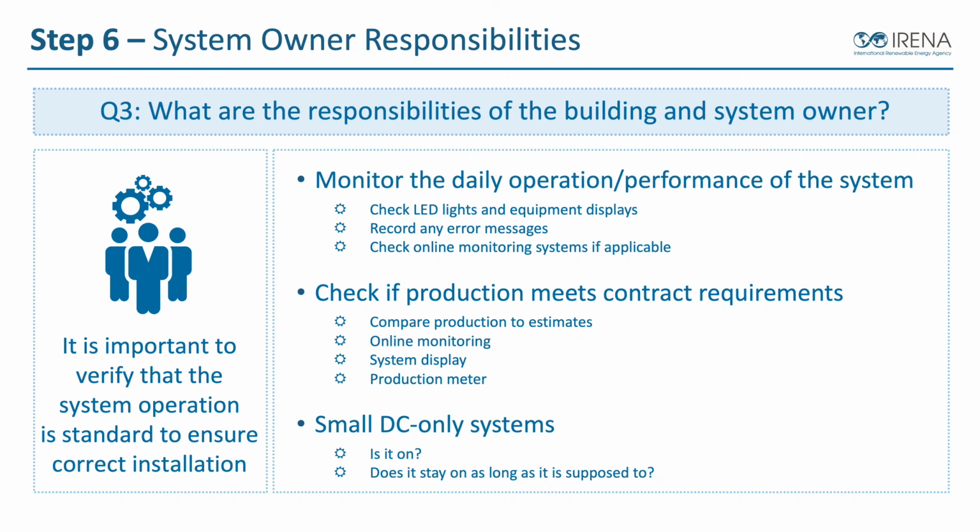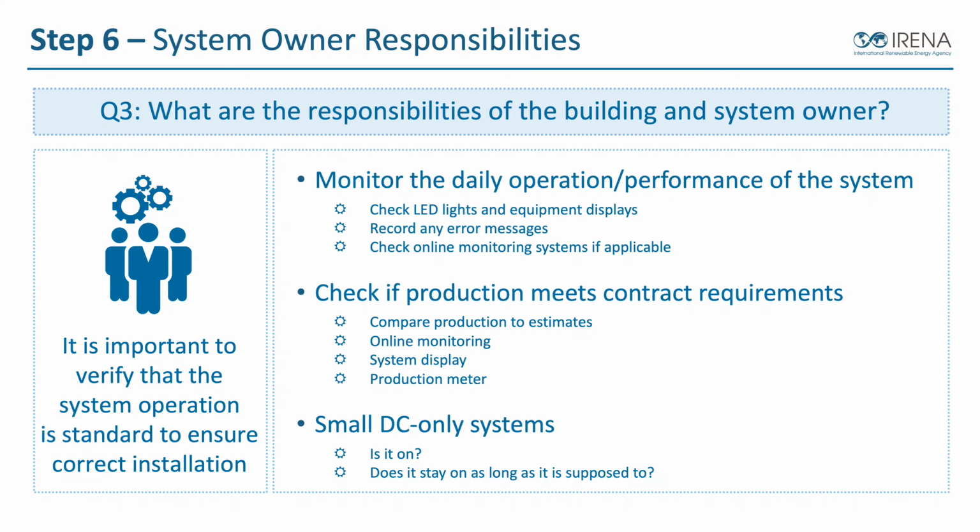So that means comparing production to the estimates. Now, we can't do that on a daily or monthly basis. That's usually going to be over the course of a year, because most companies will give you maybe a monthly approximation, but really we're looking at annual production to see that the actual annual production is within the allowable tolerance range of what was estimated. Of course, checking our online monitoring can help us verify the daily, monthly, and annual production, as can looking at any system displays or production meters we might have.